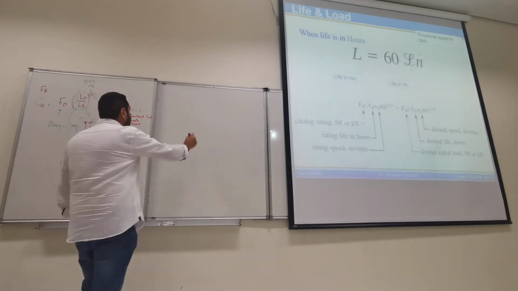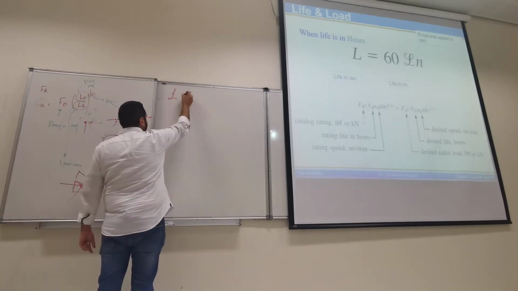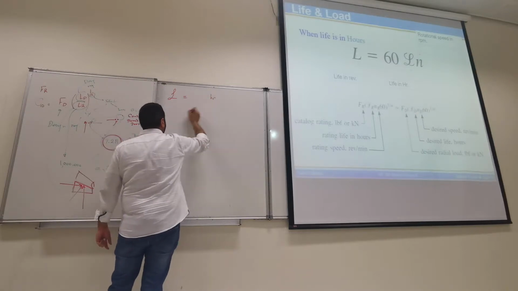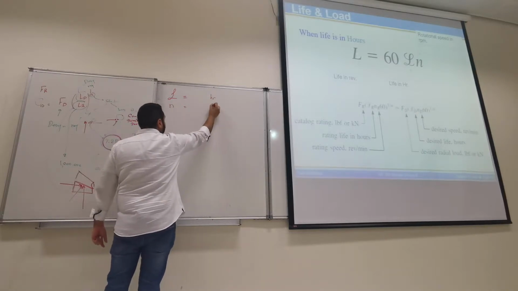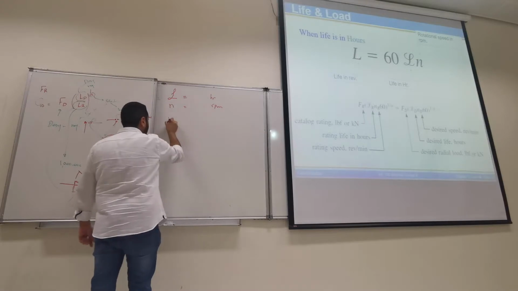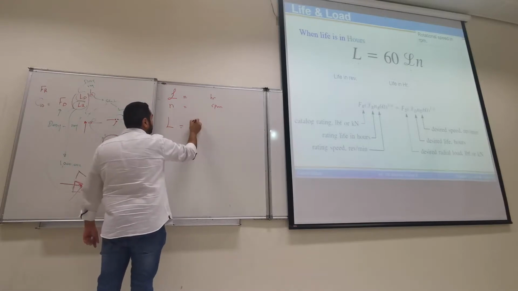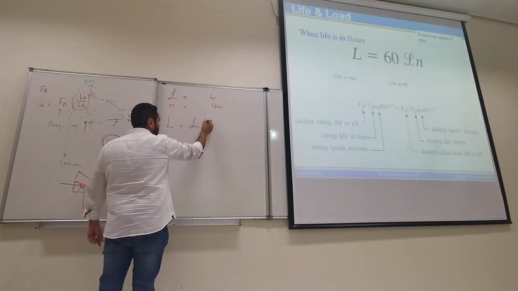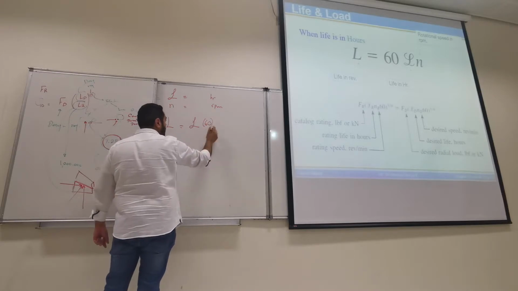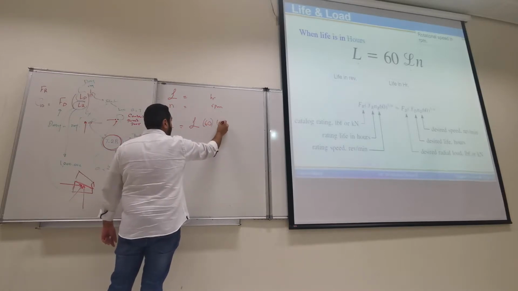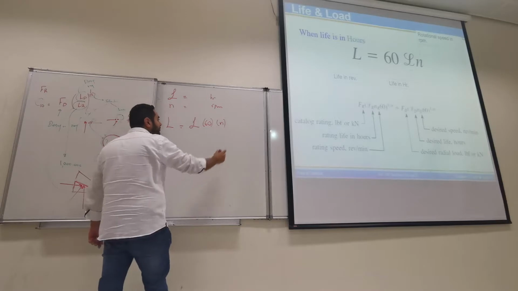So if you have the life in hours and you have the speed in RPM, you can find the life in cycles simply by multiplying life in hours by 60, to convert the hours into minutes, times the speed in RPM. This will give you the life in cycles.